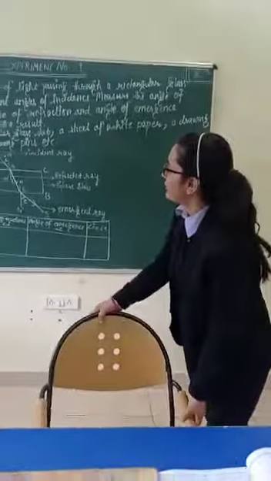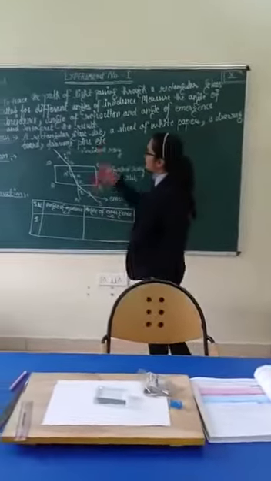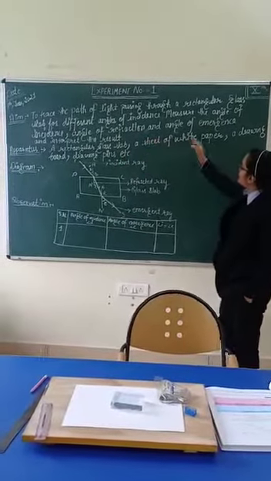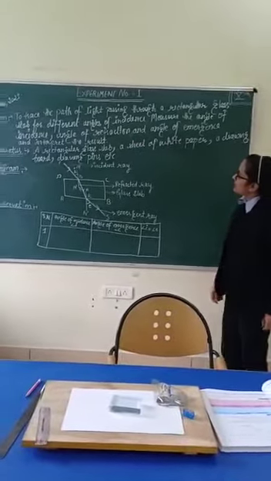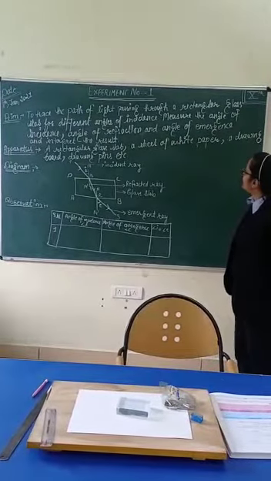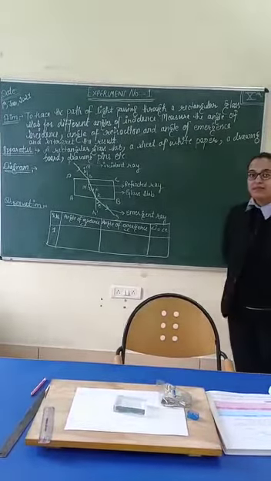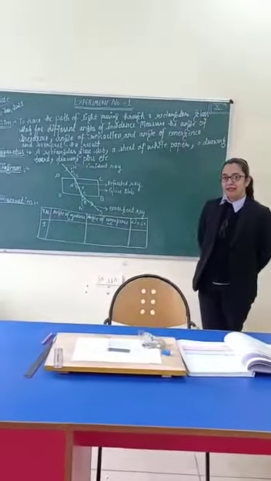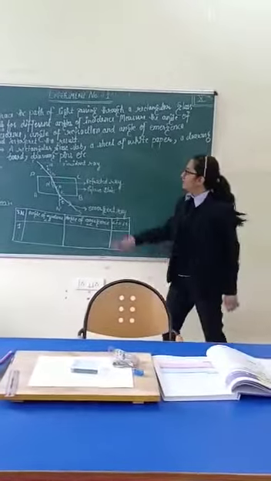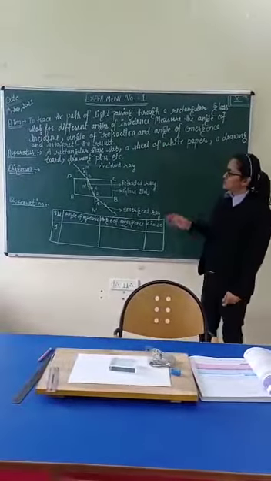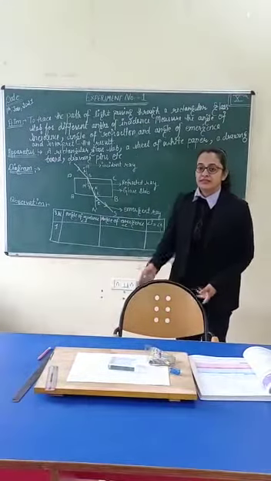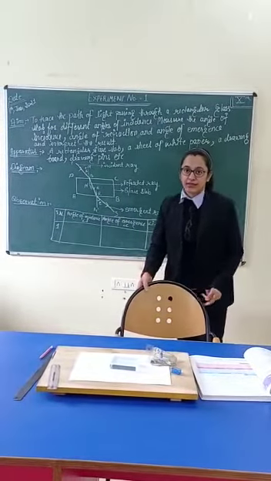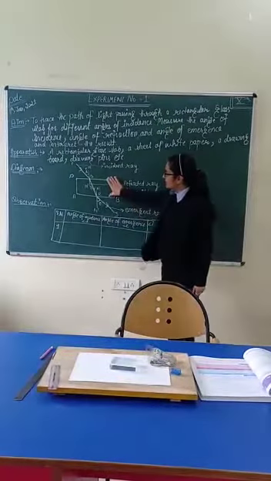That I have written. The aim of the experiment is to trace the path of light passing through the rectangular glass slab for different angles of incidence. Then we will measure the angle of incidence, angle of reflection and angle of emergent. Basically, we will study the theory of this practical, in which we take the glass slab.